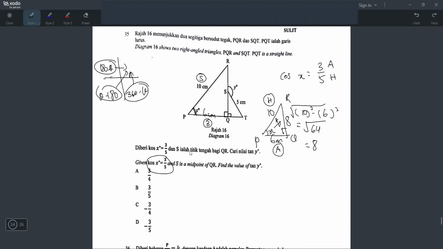Okay. And then they also mention S is the midpoint of QR. So if S is the midpoint of QR, means this is 4, this is 4, because the whole thing I already calculated is 8. So this is 4, this is 4. And then they want to find tangent Y. Okay, let me ask you.